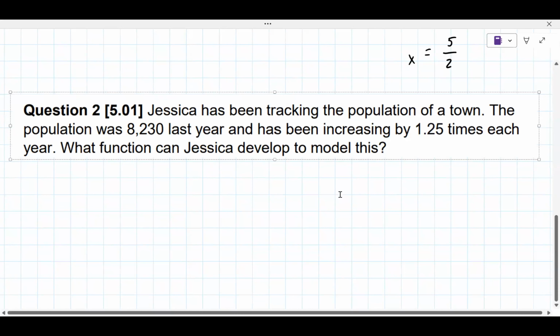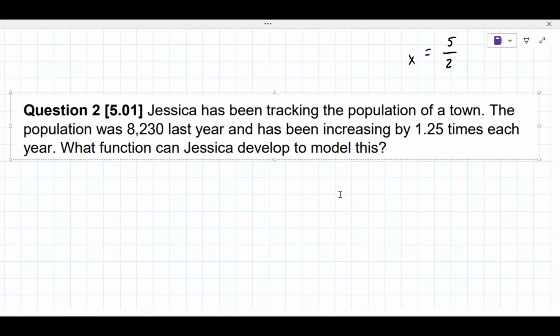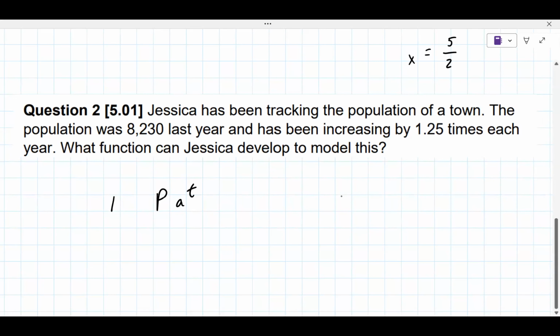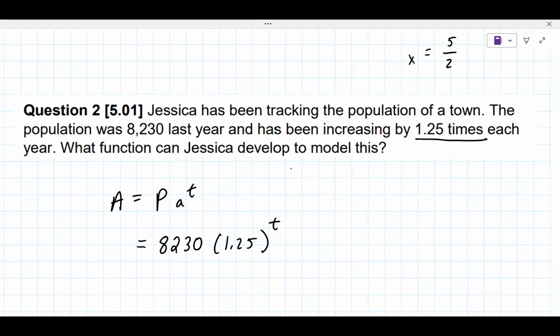So this is a growth model. And the growth model indicates that there's always a starting point. Okay, so it's like A equals P times A to the T. So the population is 8,230. When it's increasing 1.5 times, that's A, all to the power of T. Okay, so this is the function.